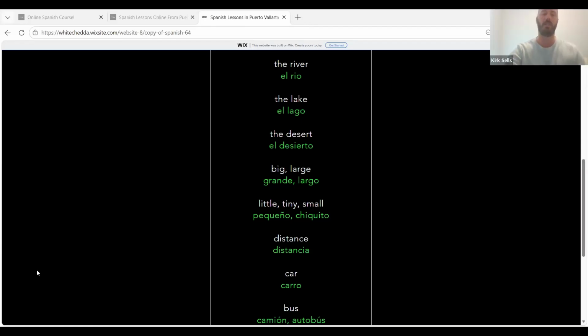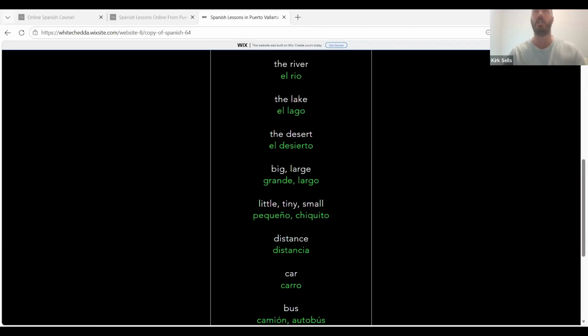Something to note is that when you're talking about sizes of clothing, we have large, but they don't use large. They say grande. So it's chico, mediano, y grande. Try that. Chico, mediano, y grande. Yeah, good. Okay, perfect.